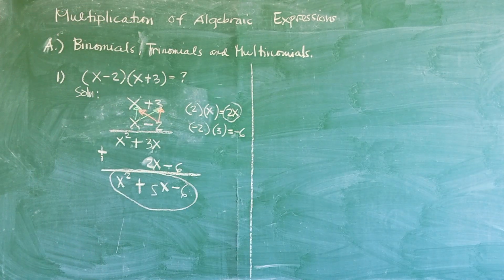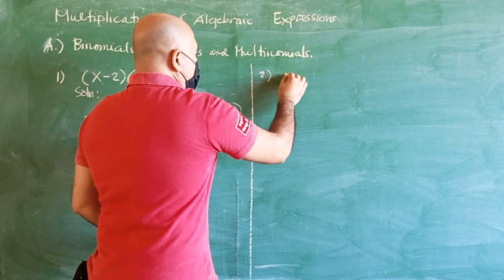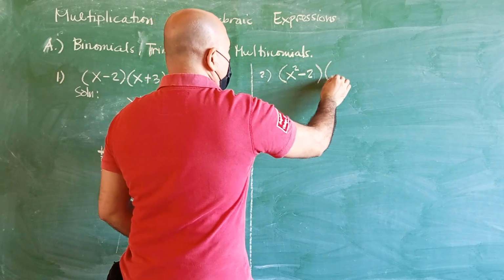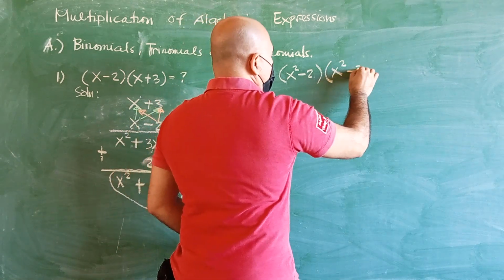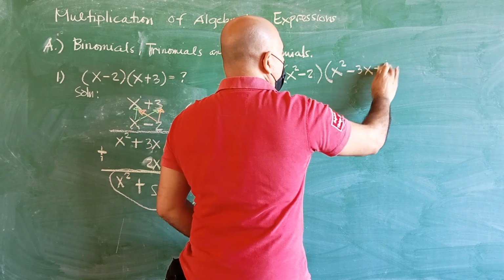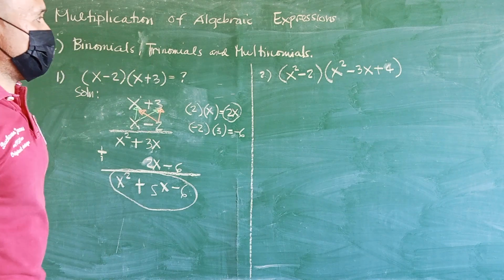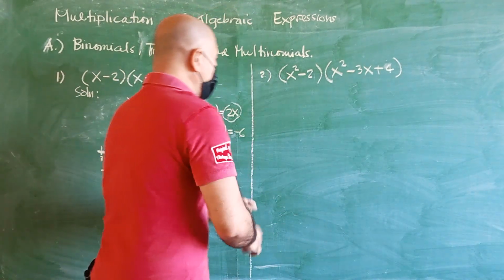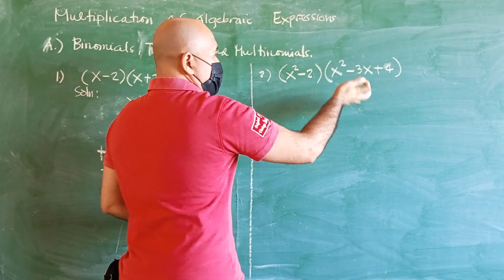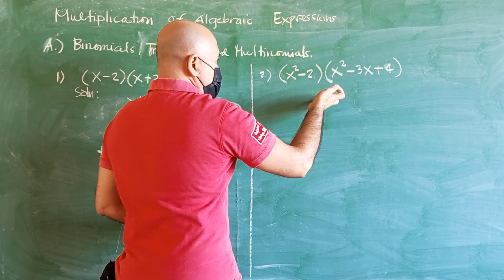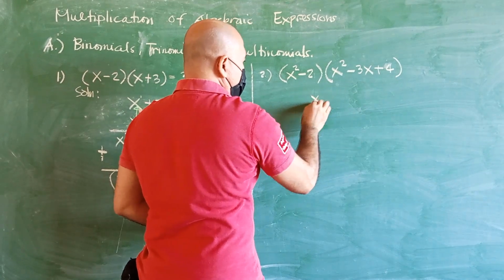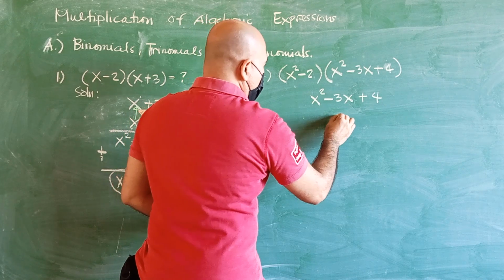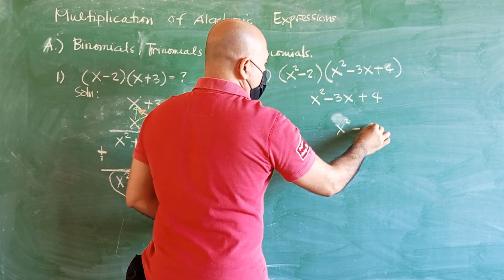Okay, so supposedly we have, for example, x squared minus 2 times x squared minus 3x plus 4. So what is the possible answer? In this case, this is now the multiplication of a binomial and a trinomial. When you rewrite this into vertical arrangement, for your convenience, you should place the expression with the most number of terms as the first line, that is x squared minus 3x plus 4. And then the second one is x squared minus 2.